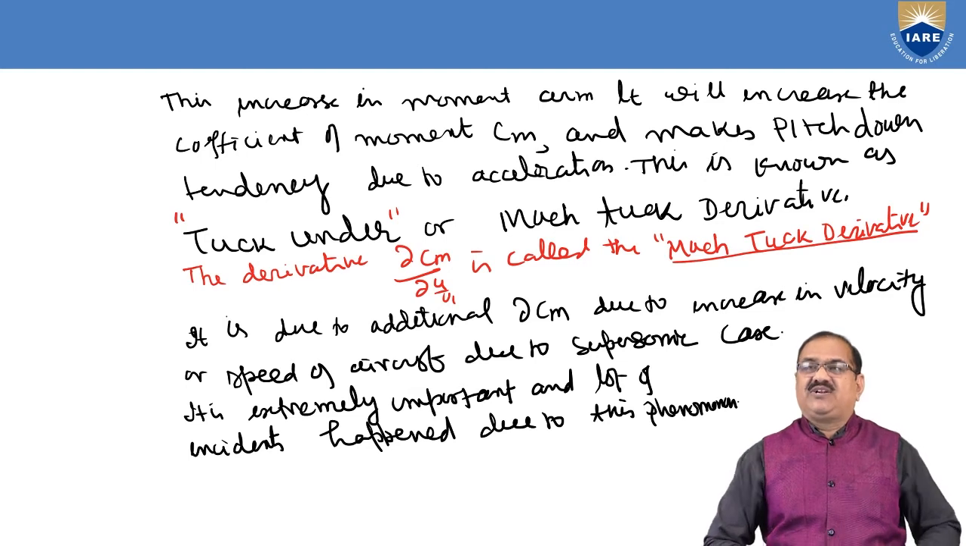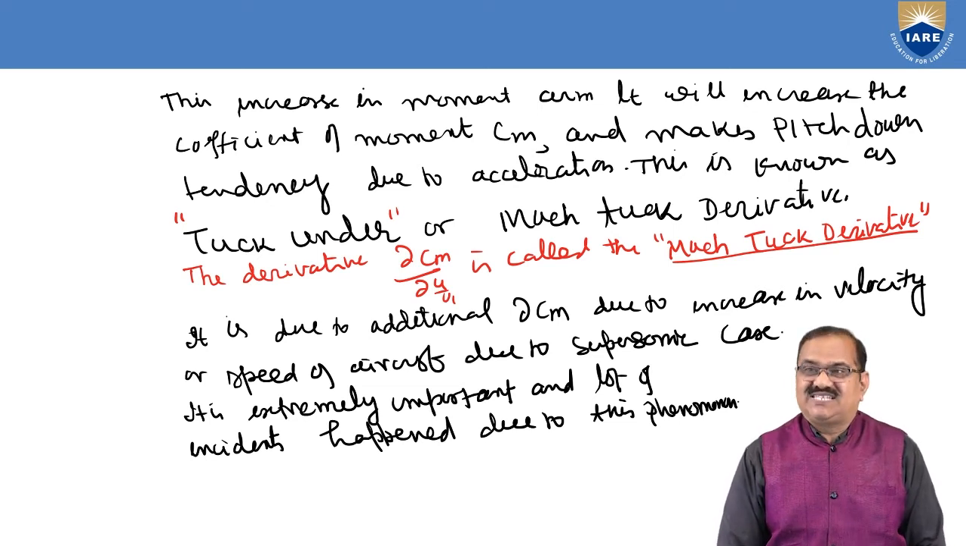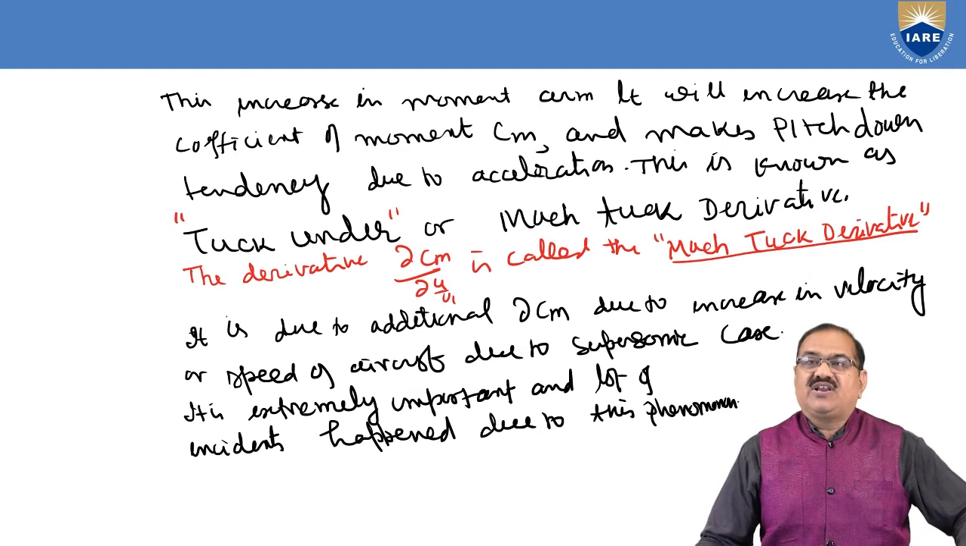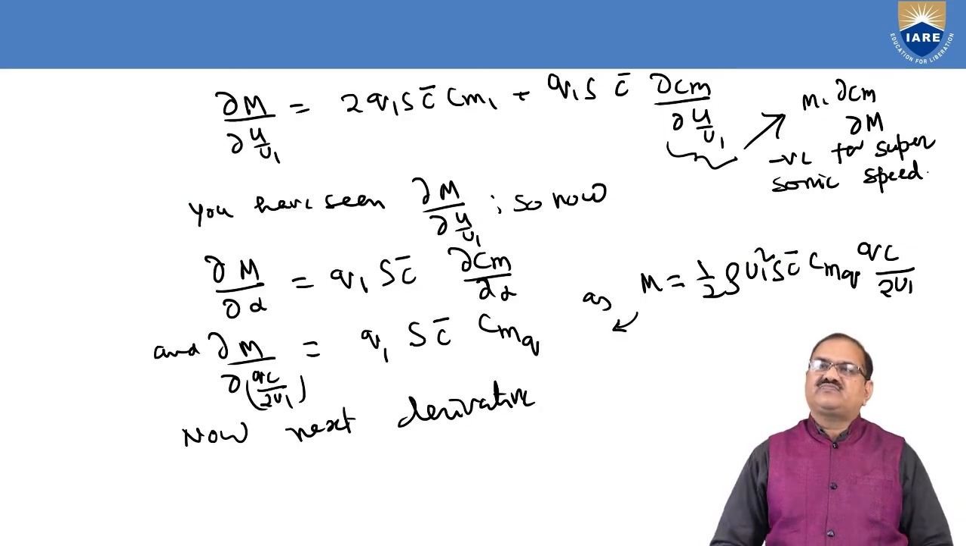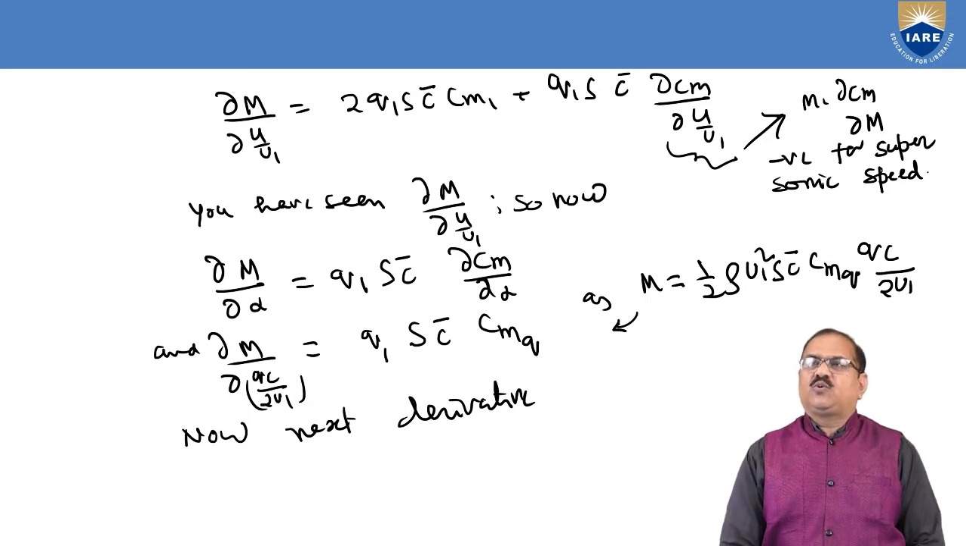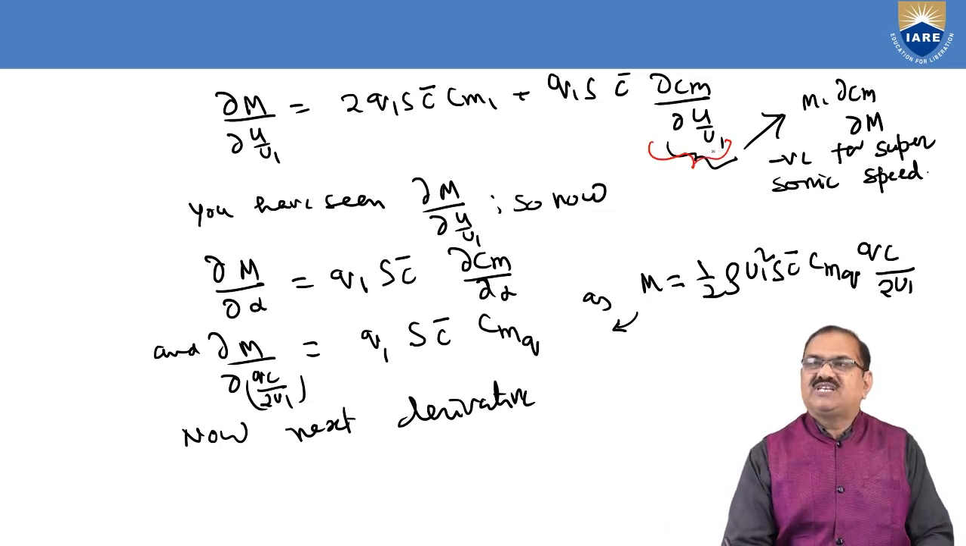So this phenomenon is called Mach tuck, and this derivative is called the Mach tuck derivative. The derivative ∂Cm/∂(u/u1) is called the Mach tuck derivative. It is due to the additional delta Cm produced due to the increase in velocity or speed of the aircraft in the supersonic case. It is extremely important, and a lot of incidents and accidents happen due to this phenomenon. So ∂M/∂(u/u1) is equal to 2 q1 s c bar Cm plus q1 s ∂Cm/∂(u/u1). So this is M1 ∂Cm/∂M, which is negative for supersonic speed. So this parameter will be negative for supersonic speed.